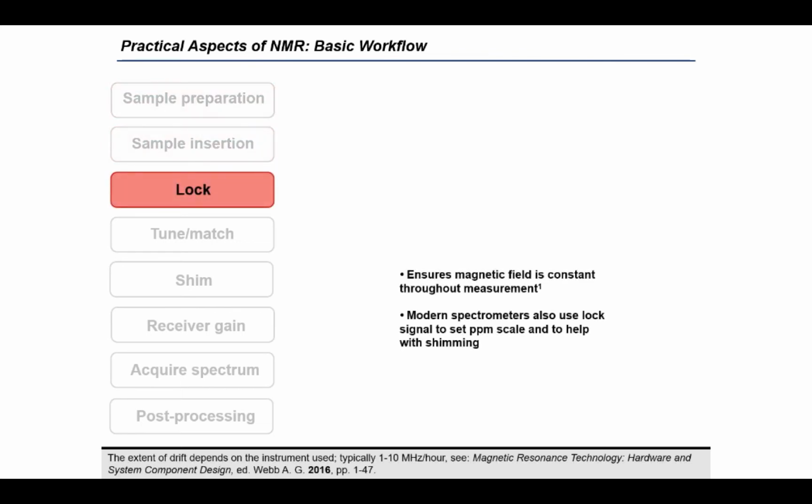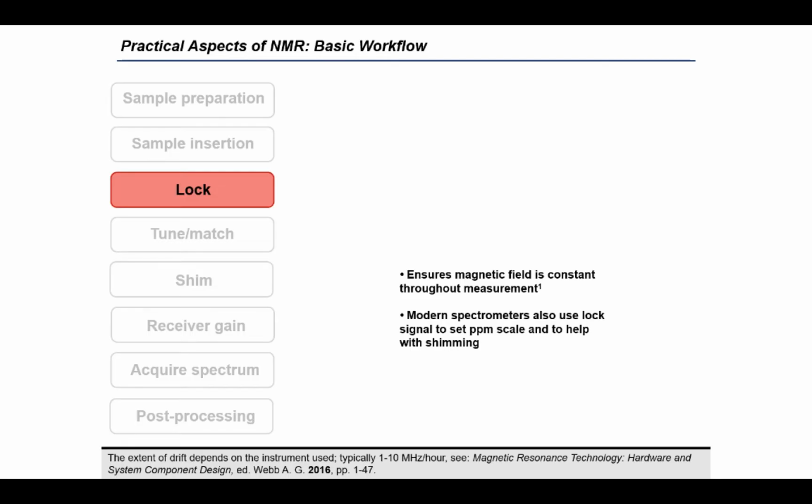A lock is basically when the spectrometer picks one frequency that it can detect and says, that frequency there, I know what it is, and I'm going to make sure it stays there the entire time. So typically this is often done off your deuterium signal from your deuterated solvent, but not always. And what this means is it makes sure that the magnetic field is consistent throughout your experiment and that you don't get any drift while you're running it.